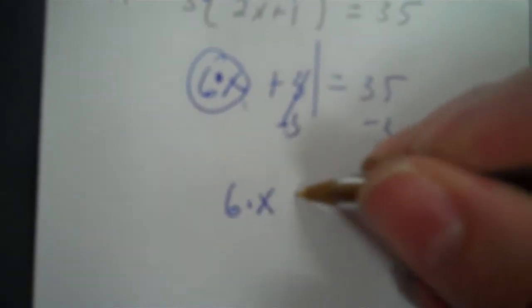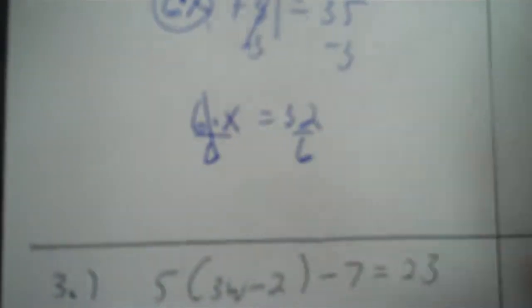Now, this is pretty well simplified. This is the only variable I have. I just go ahead and solve it. So I have times and plus. So I will subtract 3. 6 times x equals 32. Then I will divide both sides by 6. Okay, 32 divided by 6.